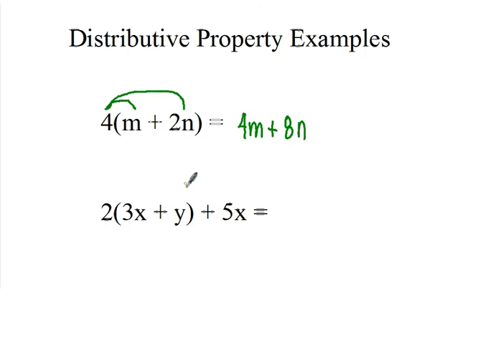Right? On this next one, we've got kind of a two-step problem. So we take our 2 and multiply it by the 3x, and that gives us 6x's, plus 2 times y is 2y's, plus 5x. And now I can go ahead and combine my like terms. We always want to go as far as we can, but not too far. Right? And we get 11x's plus 2y's.